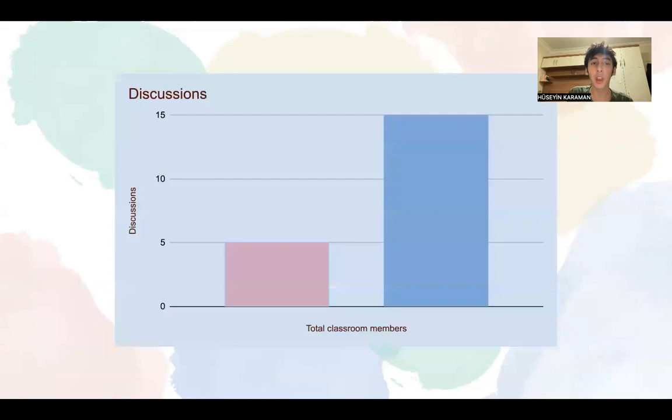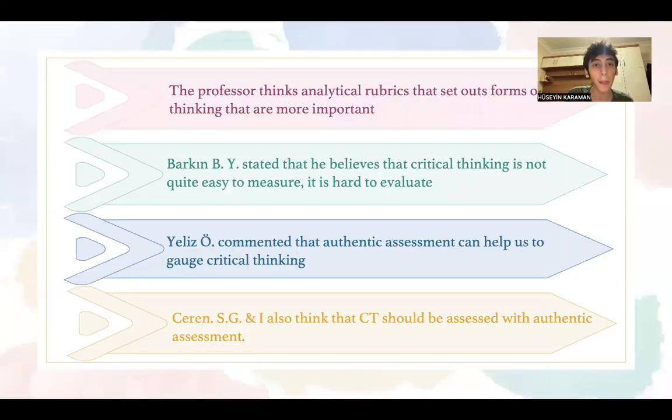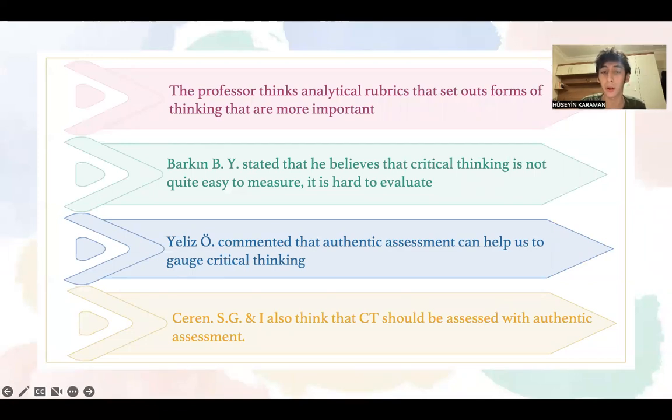And for the discussions, our class attendance consists of nearly 15 people, and only 5 of the students did the assignment, including the professor. For instance, the professor wrote that she thinks analytical rubrics that set out forms of thinking are more important. And Jaranay and I thought that critical thinking should be assessed with authentic assessment.